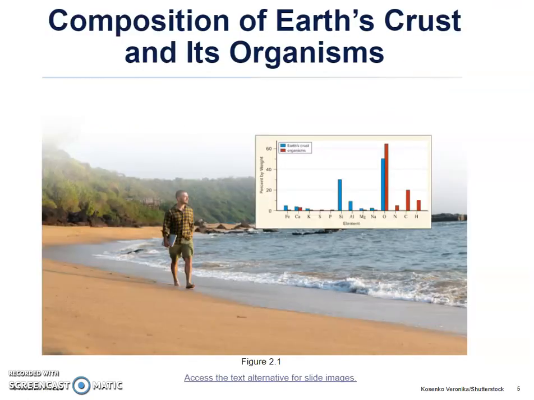So here we have a chart that shows us in blue the percentage of Earth's crust that is made up of different elements compared to organisms, to living things. So you'll notice that living things have a lot of oxygen, a lot of nitrogen, a lot of carbon, a lot of hydrogen, and then we have trace amounts of these metals over here.